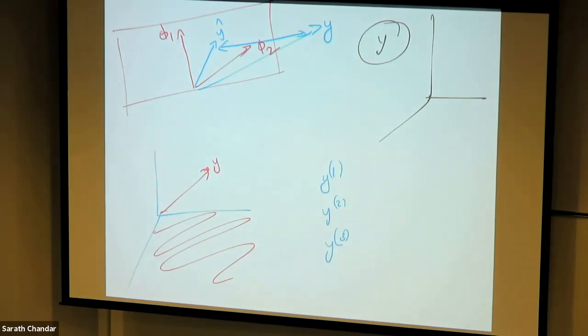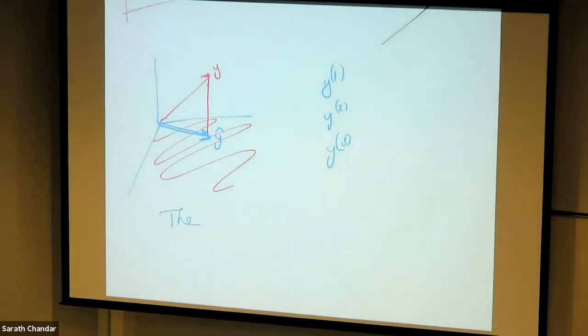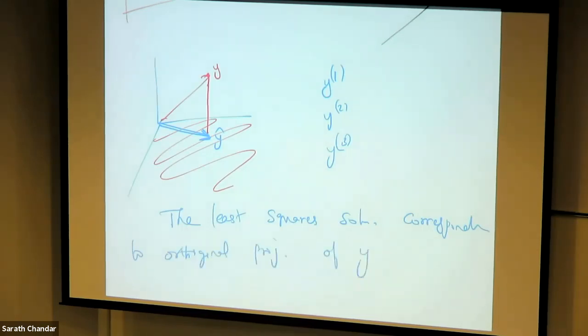So you project this y vector like this to the space, and this line is the best y hat. Or in other words, least squares corresponds to the orthogonal projection of y to the subspace S created by the features. I'm going to summarize it. So the least squares solution corresponds to orthogonal projection of y onto the subspace S created by the basis functions.